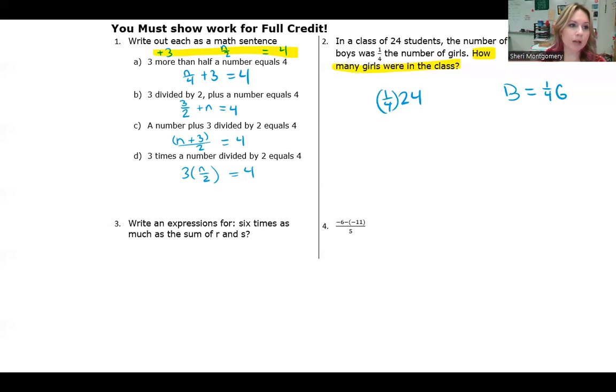Do y'all remember when you multiply by a fraction, if you can reduce it first, it'll make it easier. Does 4 and 24 reduce? Yes, because 24 divided by 4 is what? 6. Okay, so 6 is the number of boys we have. If we have 6 boys, then how many girls? 15.